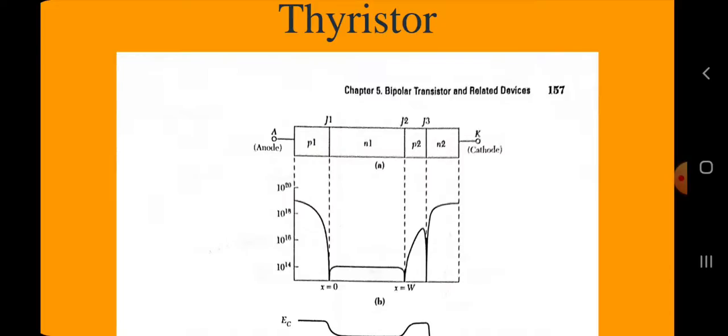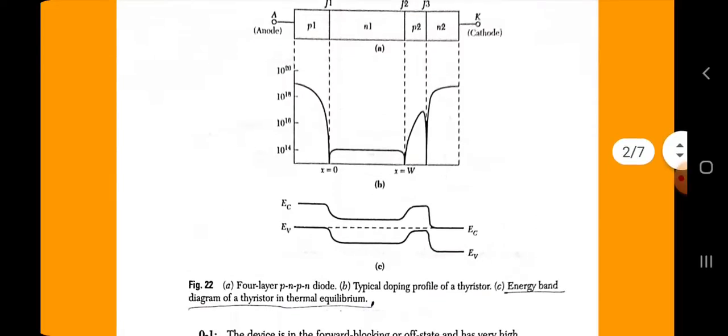A typical doping profile of a thyristor is shown in the figure below. A diffusion step is used to form the P1 and P2 layers simultaneously. Finally, an N-type layer is alloyed or diffused into one side of the wafer to form the N2 layer. The figure below shows the energy band diagram of a thyristor in thermal equilibrium. Note that at each junction there is a depletion region with a built-in potential that is determined by the impurity doping profile.